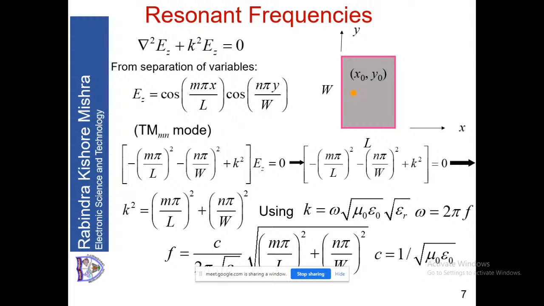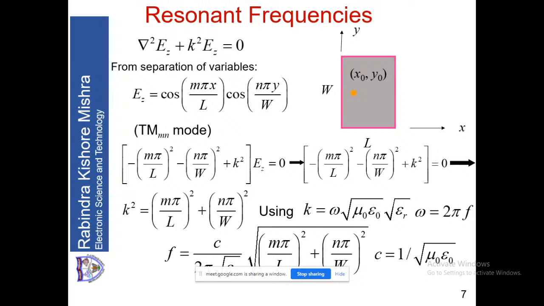So that gives us the resonant frequency of the microstrip antenna. This is a simple expression for resonant frequency. Now in the 1-0 mode, put m is equal to 1, n is equal to 0. Then the second part within the square root is 0.